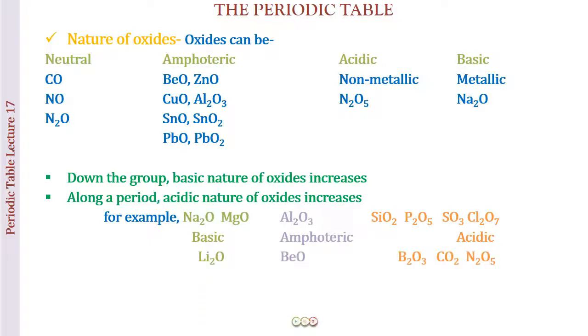Similarly, you can see for the period 2 elements, we have lithium oxide, beryllium oxide, B2O3, CO2 and N2O5. So basic to acidic nature. You have to remember this. This is very important, that along a period, the acidic nature of the oxides increases. Down the group, the basic nature of the oxide is increasing, and these are the neutral and the amphoteric oxides that you have to remember.